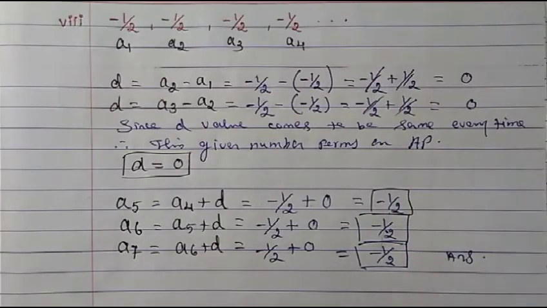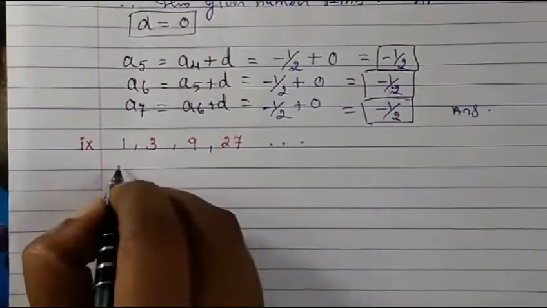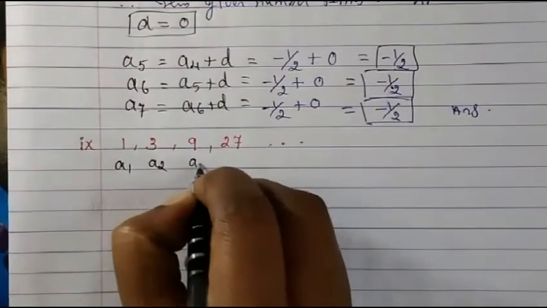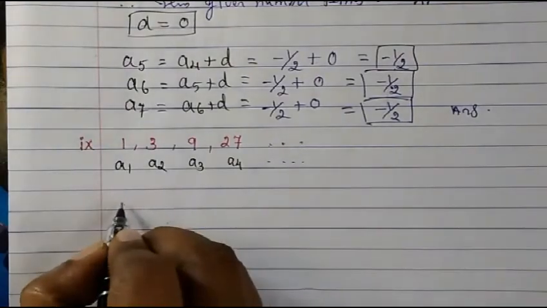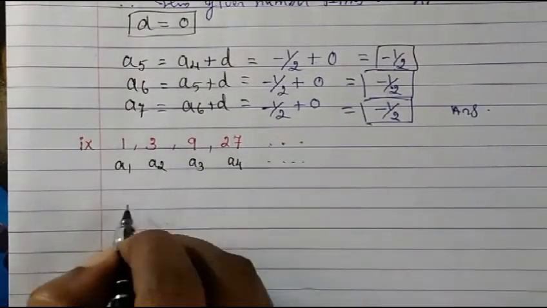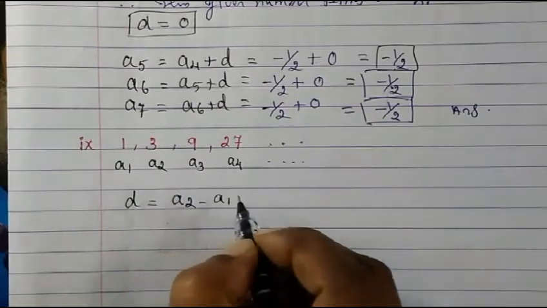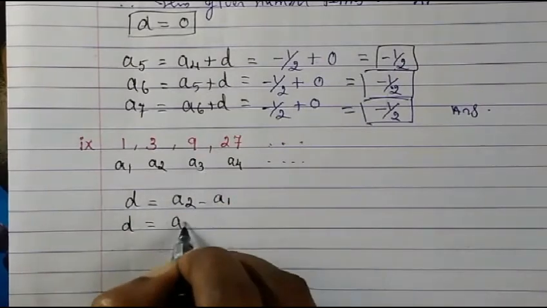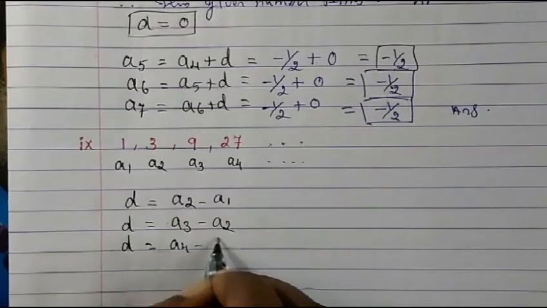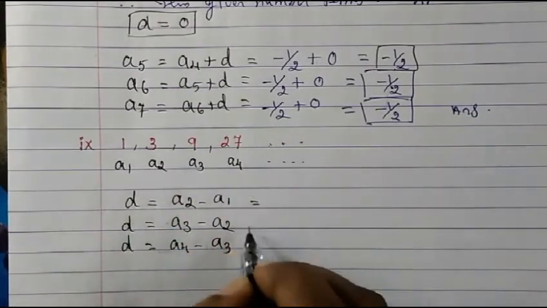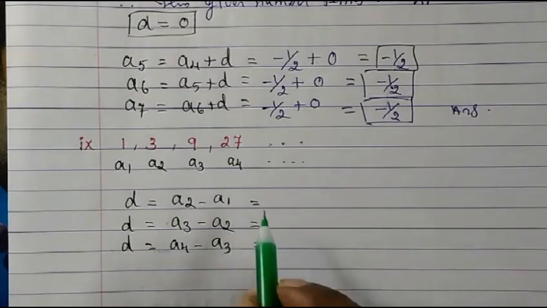Now let's do the 9th part of the sum. So this is the 9th sum. Let's consider these as A1, A2, A3, A4. First we have to check whether it is an AP or not. So D is equal to, from A2 we subtract A1, from A3 we subtract A2, and from A4 we subtract A3.